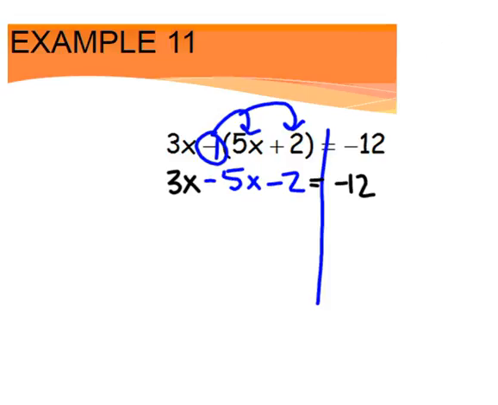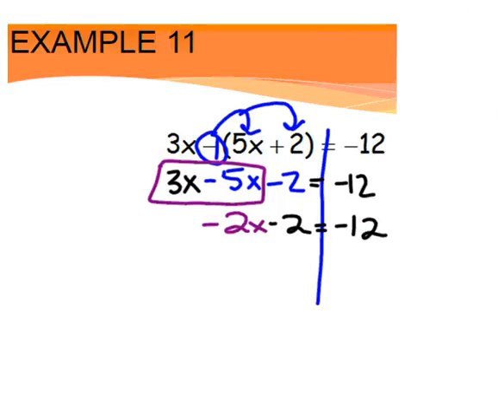After that, we want to go ahead and combine our like terms. So we need to look for terms that have the same variable. So I have here a term with x, a term with x, and then a term with no x. So these two terms right here that have the x are like terms. This -2 does not have an x, so it cannot be combined. So 3x and -5x will make -2x, and then I can bring down the -2 and the equals -12.